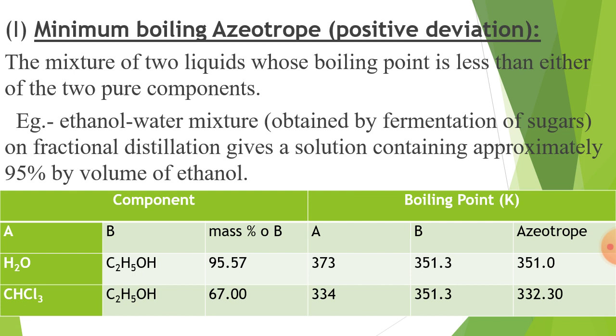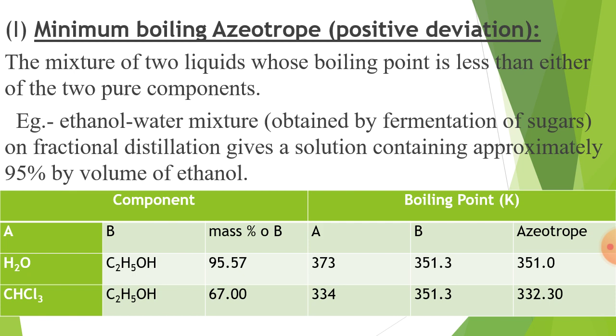Sugar means cane sugar. The formula is C12H22O11. This formula you also have to learn. On fractional distillation it gives a solution containing approximately 95% by volume of ethanol. The meaning of this is 95 ml of ethanol and 5 ml of water. So these mixtures form a constant boiling mixture in which the composition is like this.